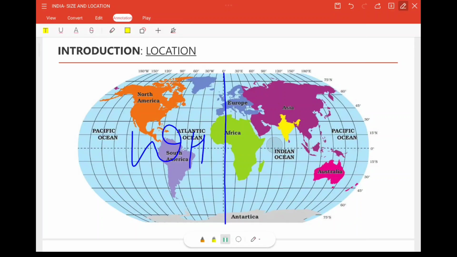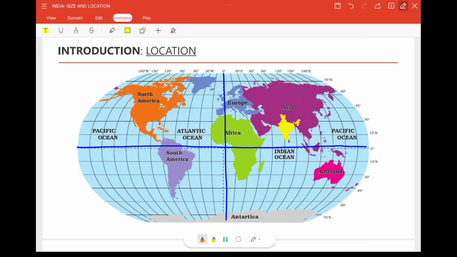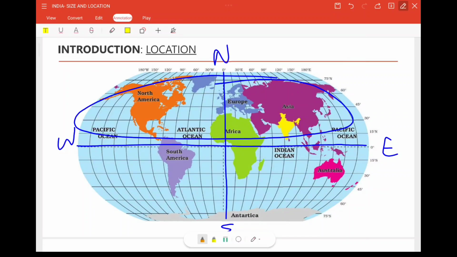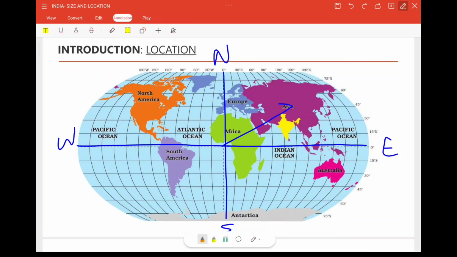So to understand the location of India, we have to write down the directions. This is north, this is east, this is west, and this is south. Okay, so where is India located? India is located in the northern hemisphere and in the eastern hemisphere. So the location of India becomes the northeastern part of the globe. I hope you understand this.